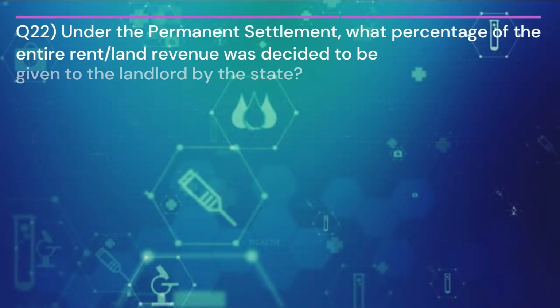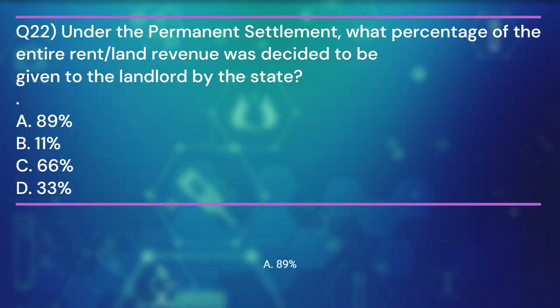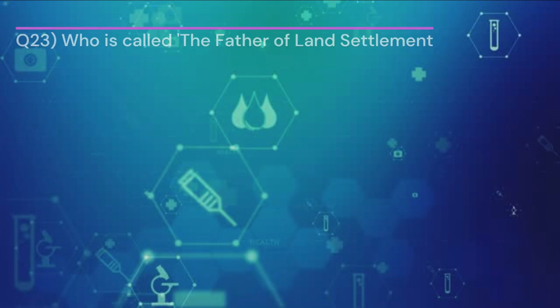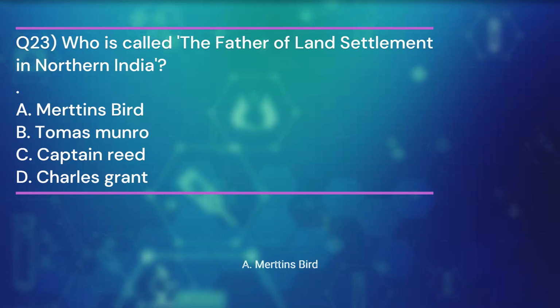Question 22. Under the permanent settlement, what percentage of the entire rent land revenue was decided to be given to the landlord by the state? And the answer is A. 89%. Question 23. Who is called the father of land settlement in northern India? And the answer is A.